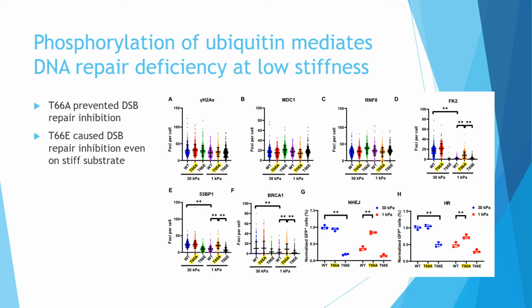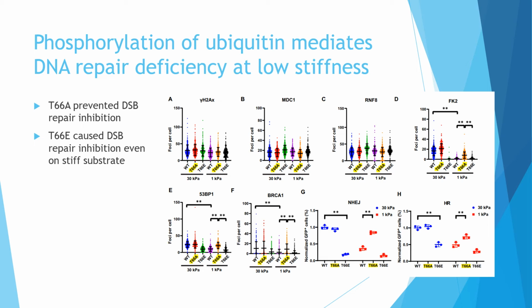So it didn't even matter if the cells were cultured on a substrate that had a Young's modulus of 30 kPa or 1 kPa. If ubiquitin was phosphorylated, as it was in T66E, no matter what, that step of the repair pathway was inhibited.